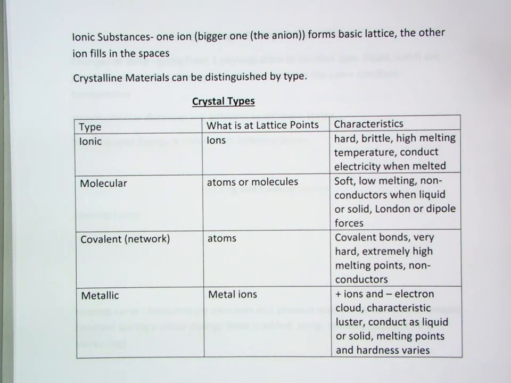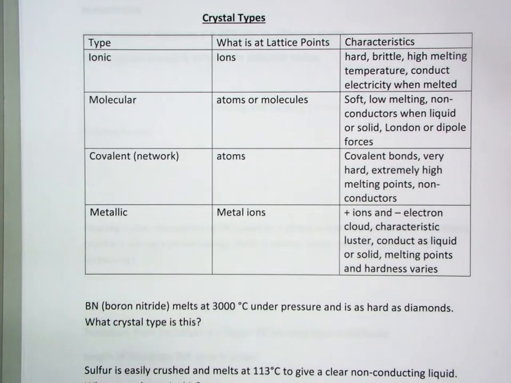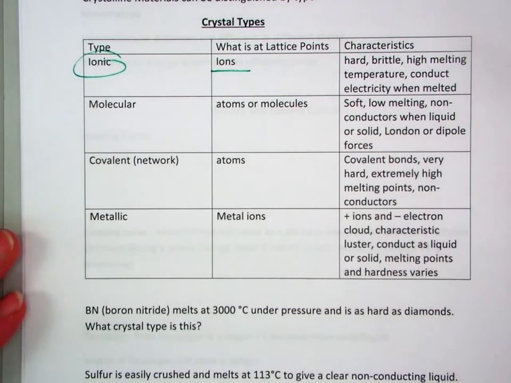So now we talk about ionic compounds and different kinds of compounds, and even though they are all crystalline materials, they can be distinguished by their crystal type, and the type depends on what is at the lattice points. So if I have an ionic crystal, I have ions at the lattice points. And we recognize ionic crystals because they're hard and brittle, they have really high melting temperatures, and when we dissolve these things in water, or when we heat them up to where they're molten, they will conduct electricity. And that's one way we can identify something as an ionic compound.